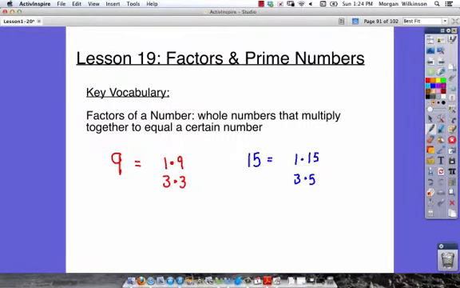We'll look at one more right now. Let's say we had 13. The only whole numbers that we can multiply together to get to 13 are 1 and 13. So the factors of 13 would only be 1 and 13. Let's move on to our next slide.